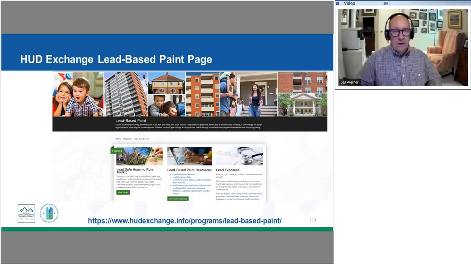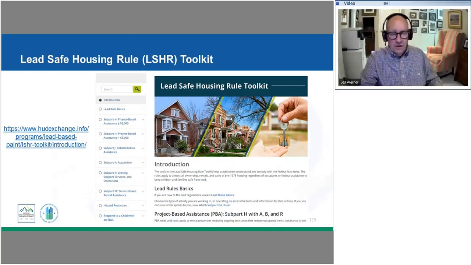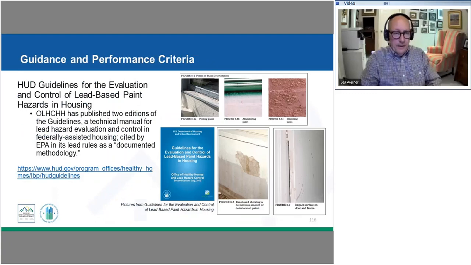Those all can be found here on the HUD Exchange lead-based paint page, and in particular the toolkit that we've been mentioning. All of these sample forms are available here. They've been recently updated. I think those would be a good resource for folks.